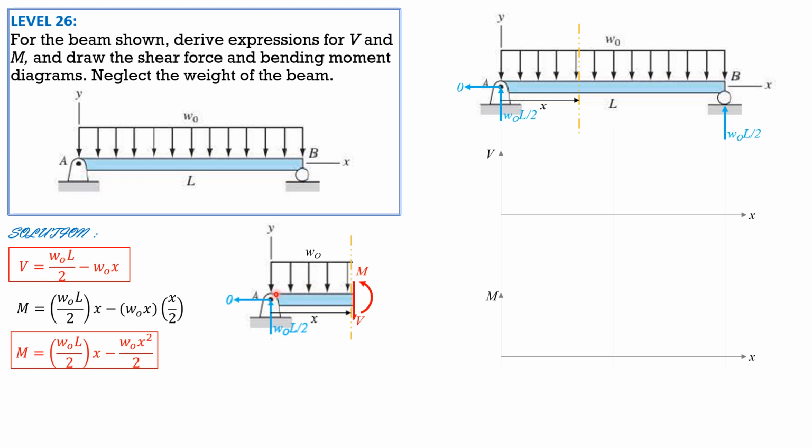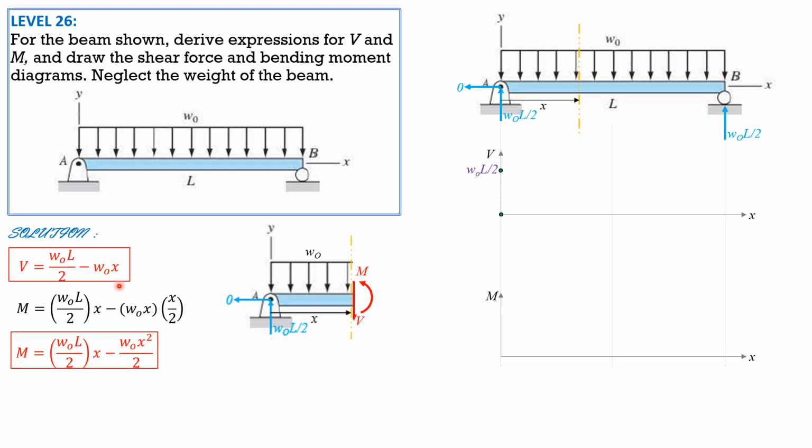Then for the construction of the shear and moment diagram, when x is 0, shear is WOL over 2 initially. And when x is L over 2, this is 0, so it crosses here. This is a straight line graph with intercept WOL over 2, and it is sloping down because the coefficient of x is negative.